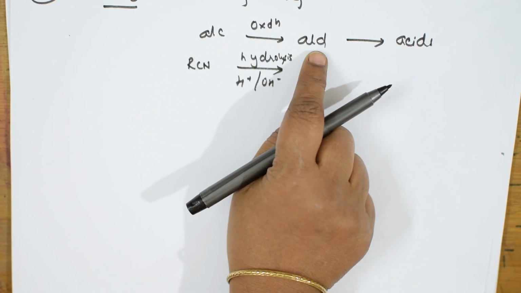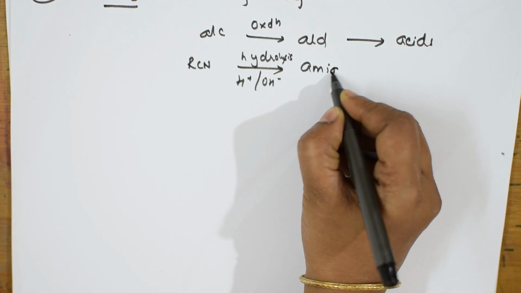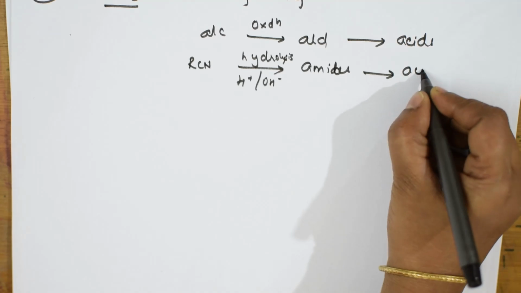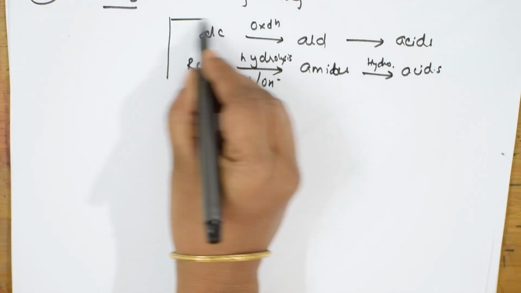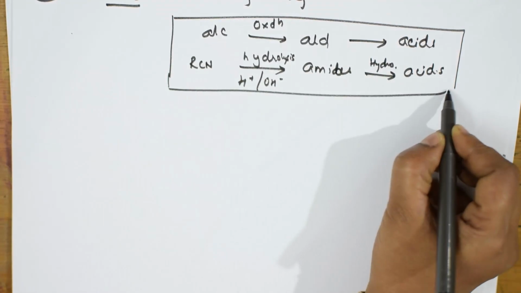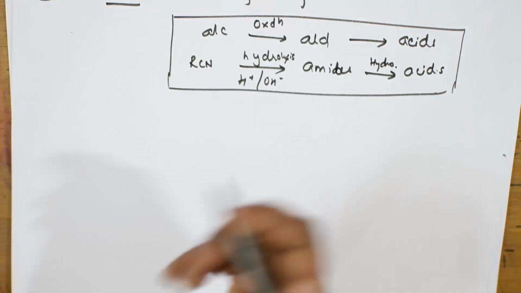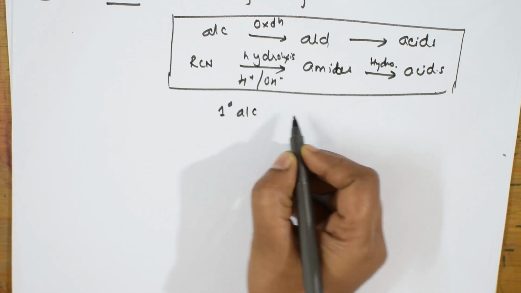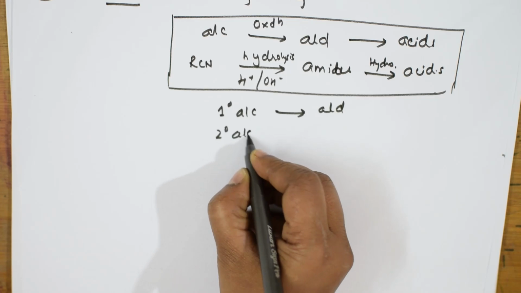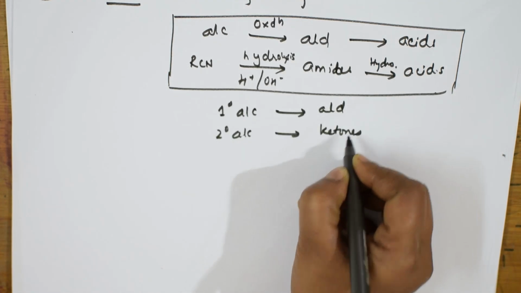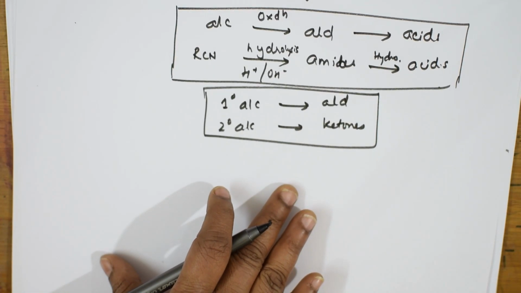Alcohols are converted to aldehydes, aldehydes to acids. Now, alkyl nitriles are converted to amides first, and amides are then converted to acids. This is the hydrolysis process. Remember this very important thing. So whenever you see chromium trioxide, I said alcohols are converted to aldehydes, but one more thing: primary alcohol gets oxidized to aldehydes, and secondary alcohols get oxidized to ketones. Remember this one more rule in the presence of chromium trioxide.